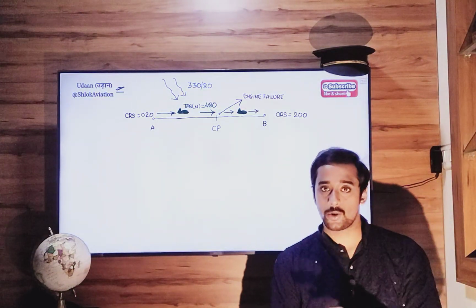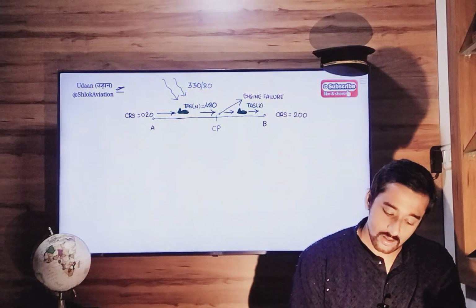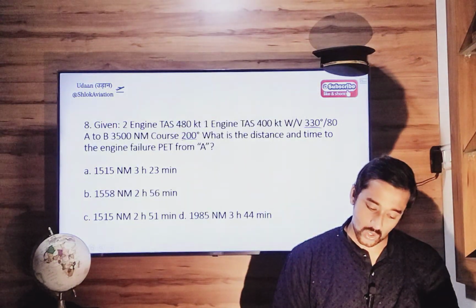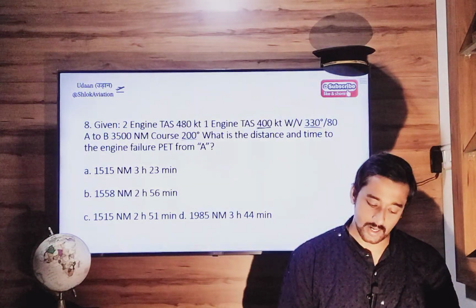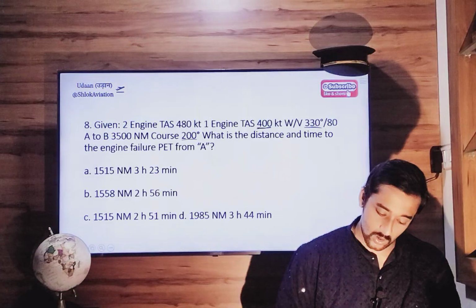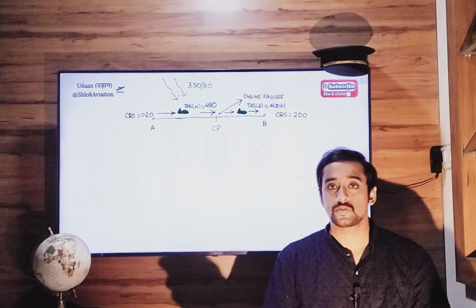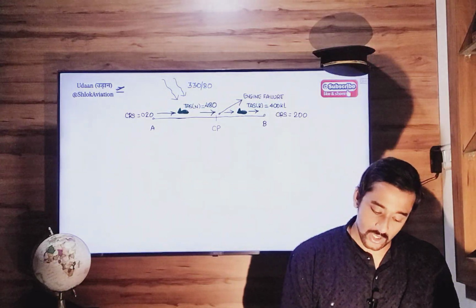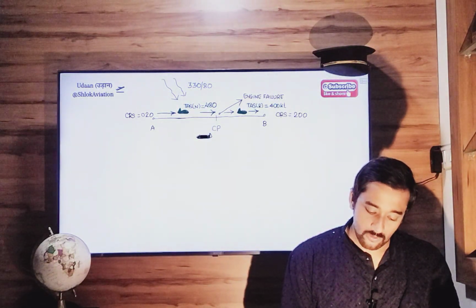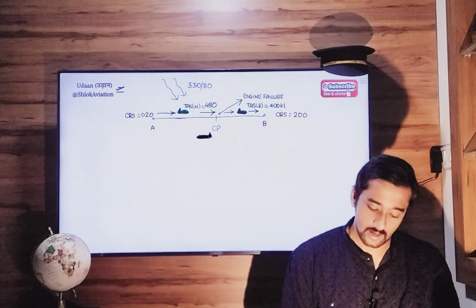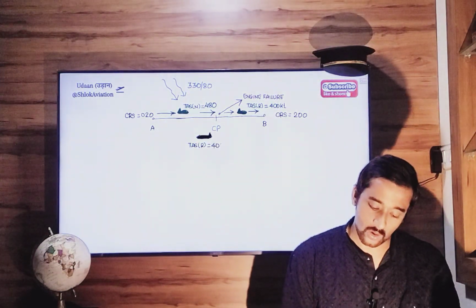If you choose to continue to your destination, you will be flying at a reduced TAS of 400 knots. Okay. If you choose to come back, again you will be flying at a reduced TAS of 400 knots, the engine failure TAS of 400 knots.